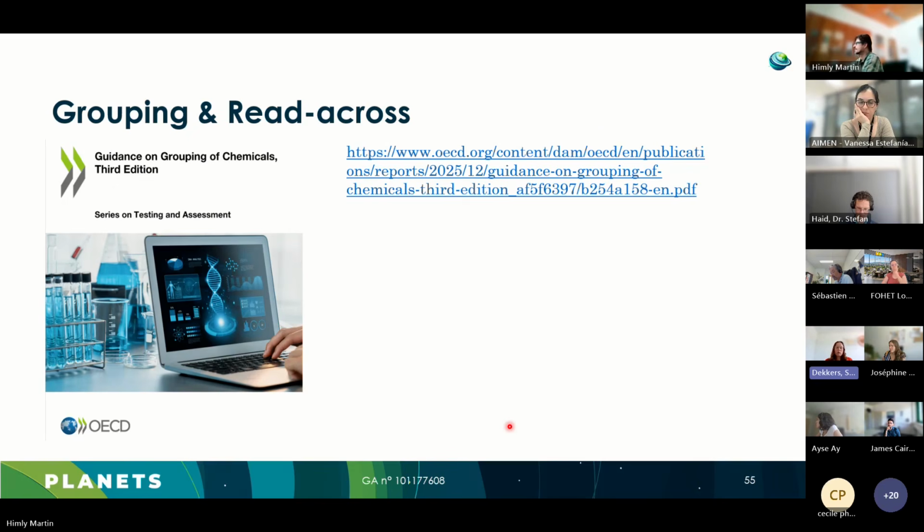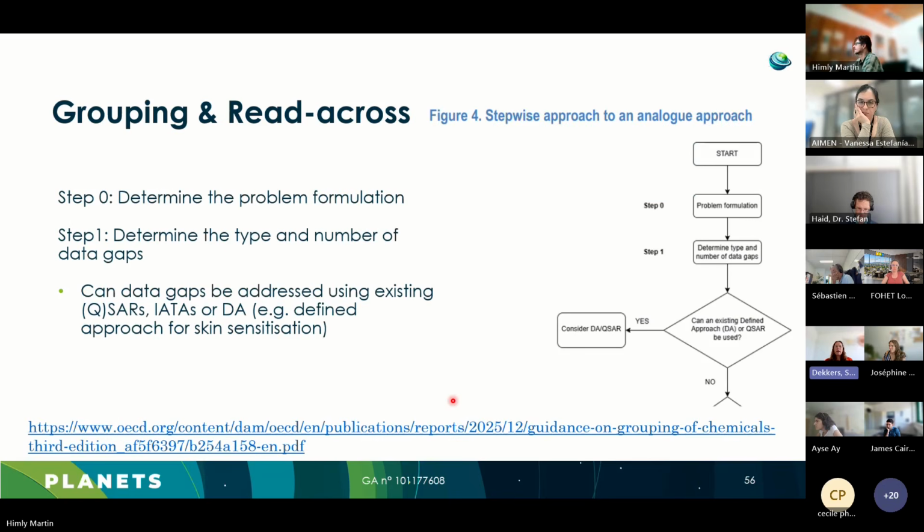It has a stepwise approach, which is shown on the next slide, which you can follow, which is called the analog approach. And it starts very general with the problem formulation, of course, and then determining the type and number of data gaps you have on a certain chemical. So what you basically try to do is you have a chemical for which you don't have any information on the hazard, or you're missing certain hazard information, and you try to find a chemical which is similar from which you can use this data.